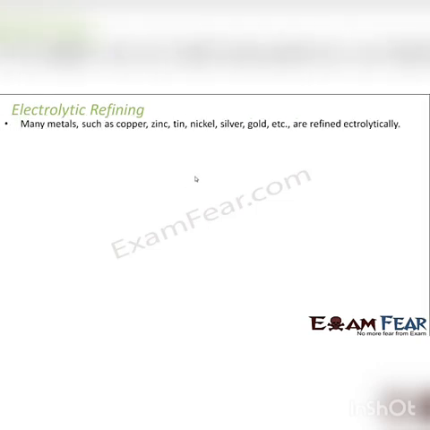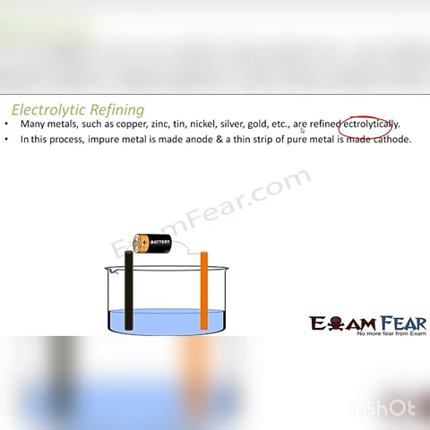Many metals like copper and zinc are refined electrolytically. We'll tell you how. In this process, an impure metal is made the anode. So if you see, this is the anode, this is the cathode, right? This one is my impure metal, and this one is pure. I'm assuming it's copper, so the impure metal is impure copper, which has impurities in it, and this is pure.